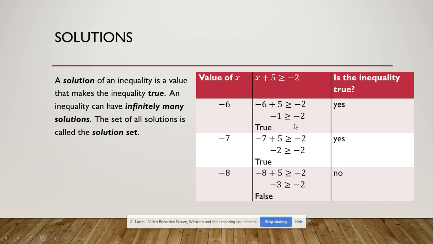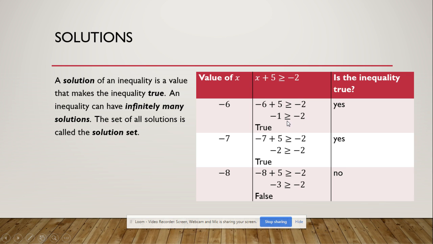What this table shows us is testing whether or not certain numbers are in the solution set. So if we have negative 6, in order to test if negative 6 is a solution, we put it into the inequality, x plus 5 is greater than or equal to negative 2. And then we have negative 1 is greater than or equal to negative 2.